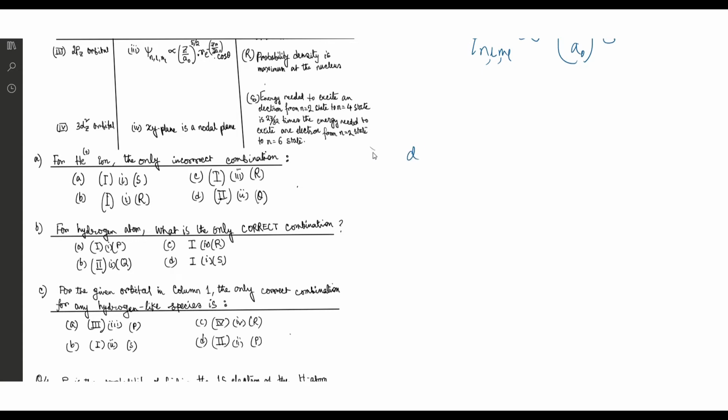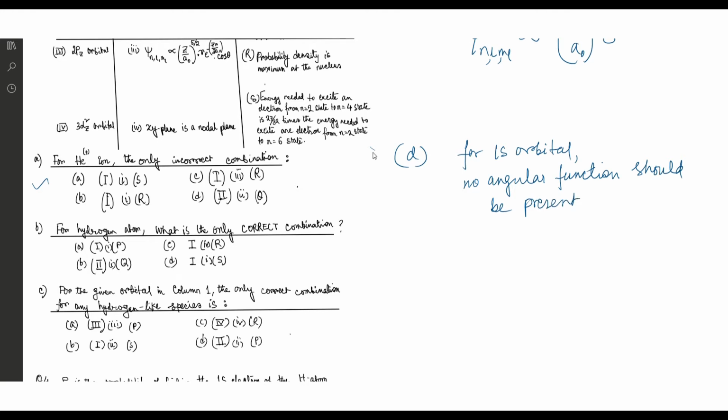For A, I am doing here question number part A. The option 3, that is for 1s orbital, no angular function should be present. Okay, because 1s orbital has no directional property. Therefore, it is for A.